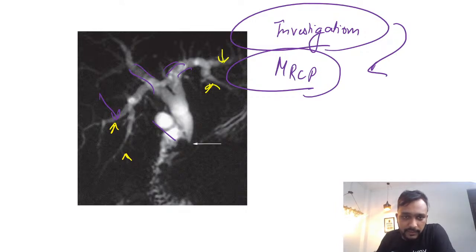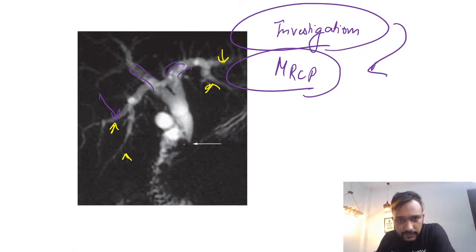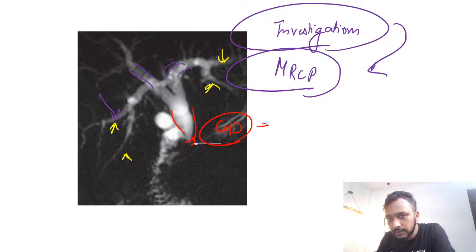So guys, in this image we can see that there is a filling defect in the cystic duct. Okay, and what is this filling defect doing? It is impinging onto the common hepatic duct and resulting in its obstruction.